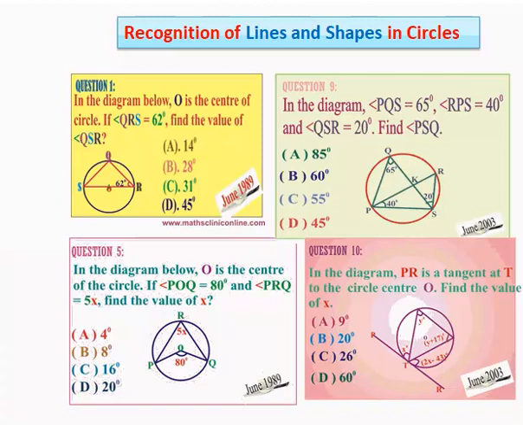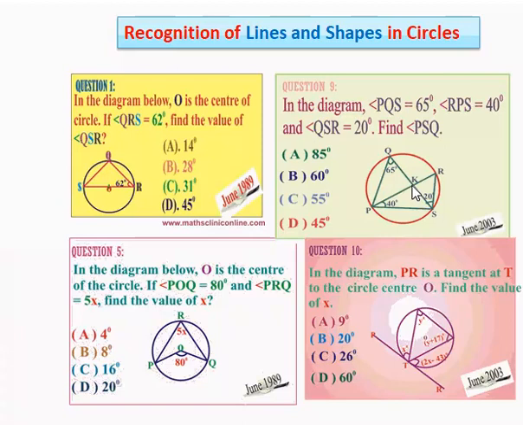Now, what line is PQ? Is it a diameter, a tangent, a radius, or what is it? It's a chord. Beautiful. PQ is a chord. What of PR? It's also a chord. What of PS? A chord. What of QR? A chord. What of RP? A chord. What of KS? A chord?